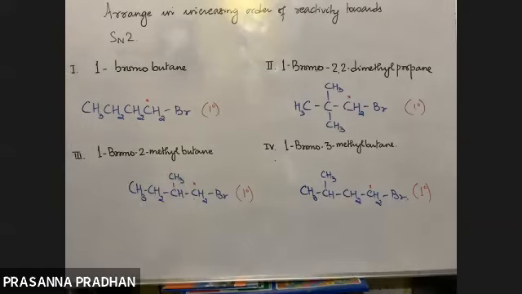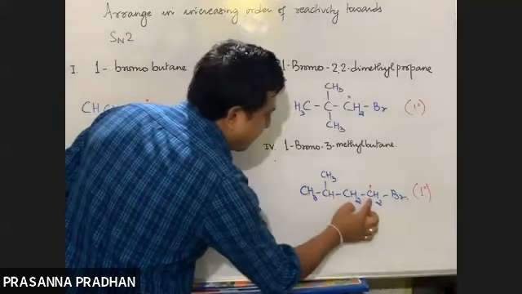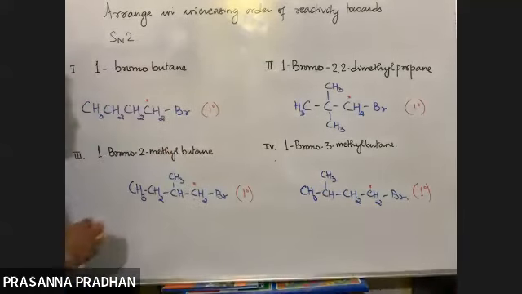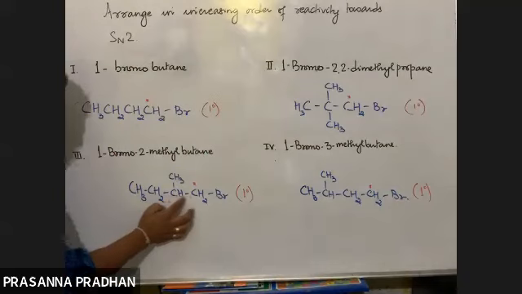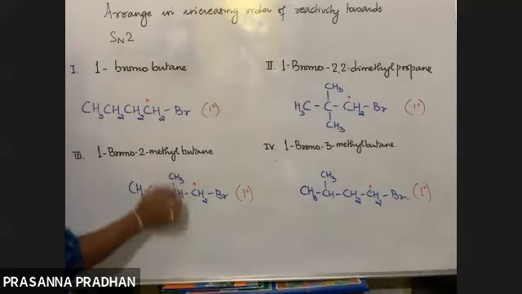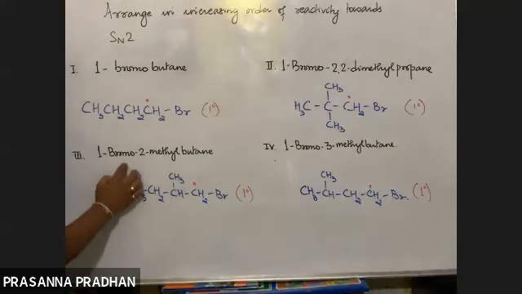Where is it easy for the nucleophile? 4. Why 4? Because it is farther away. Very good, excellent, because the branching is far away from this carbon atom. Here the branching is closer to this carbon atom. So yes, again it becomes difficult for the nucleophile to attack this carbon.